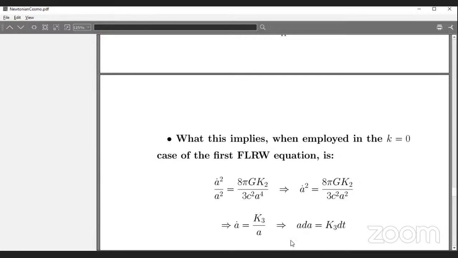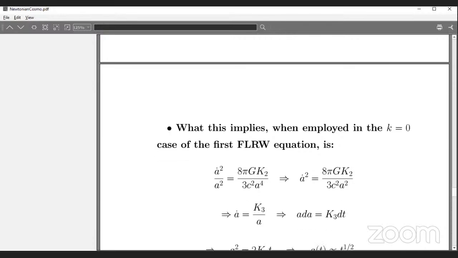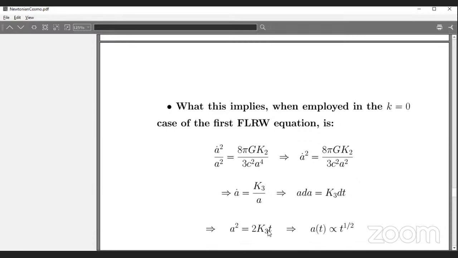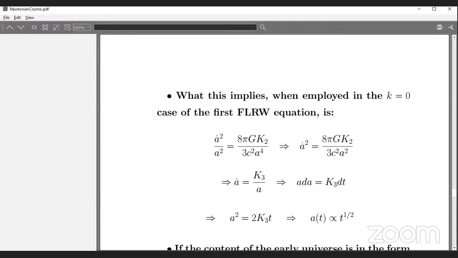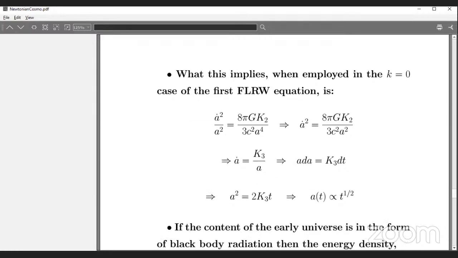is equal to a constant k3, and therefore a dA is k3 dt. It can be easily integrated, and when we integrate, we get a square is 2k3t. In other words, the scale factor goes as the square root of the cosmic time of the universe. So in the radiation dominated part of the evolution of the universe, the scale factor grows as the square root of the age of the universe. While later in the matter dominated universe, for k equal to 0, the scale factor grows as cosmic time to the power 2/3.